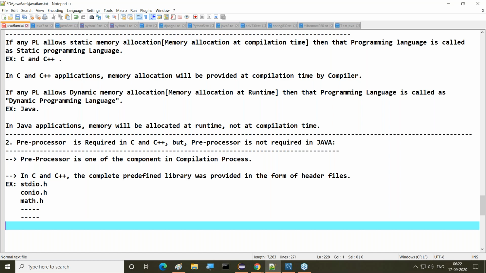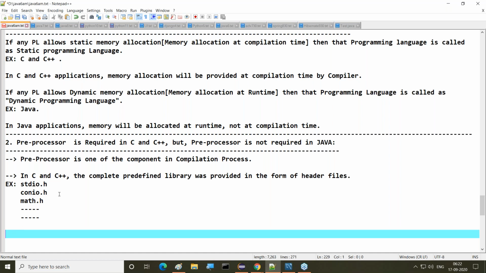Now understand it. What is the meaning of this header file? What is the requirement of this header file? So in C and C++, the complete predefined library was provided in the form of header files only. Examples: stdio.h, conio.h, math.h, and so on. Okay, fine. Purposes are not required. Just understand these are the header files where the predefined library is available in C and C++.